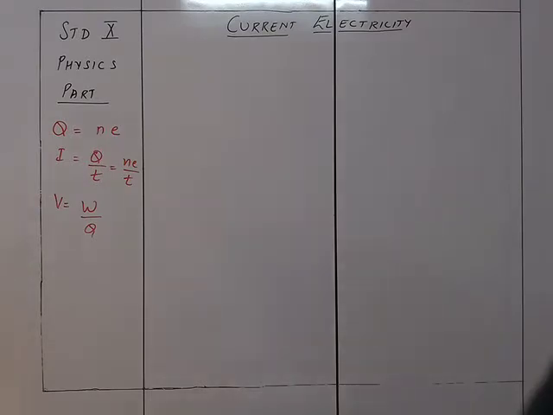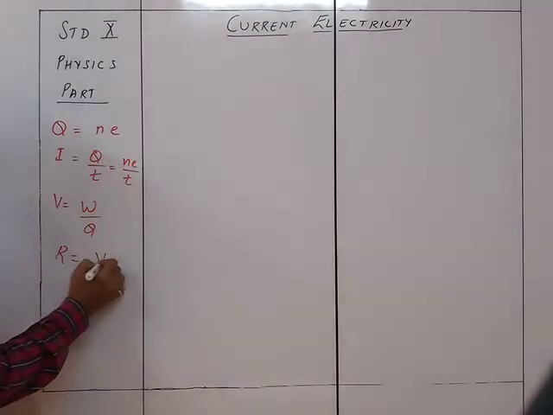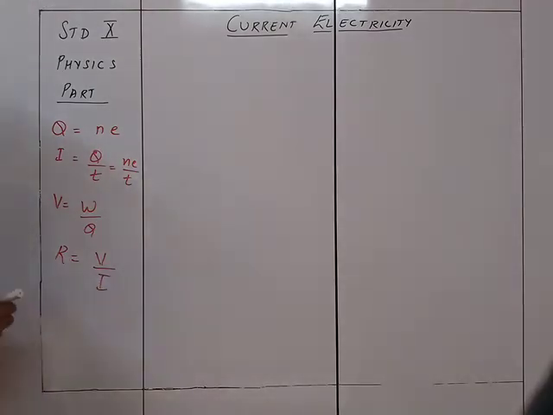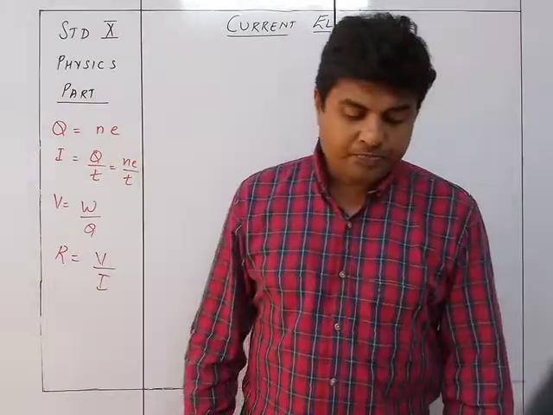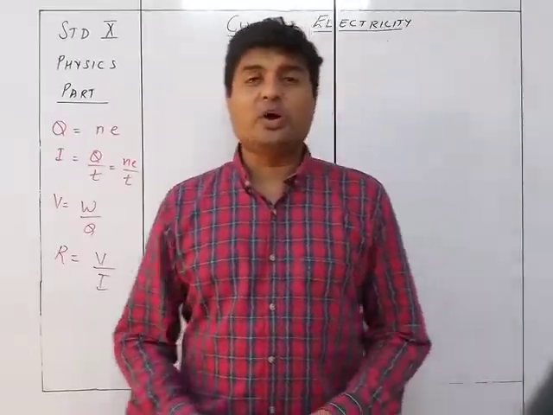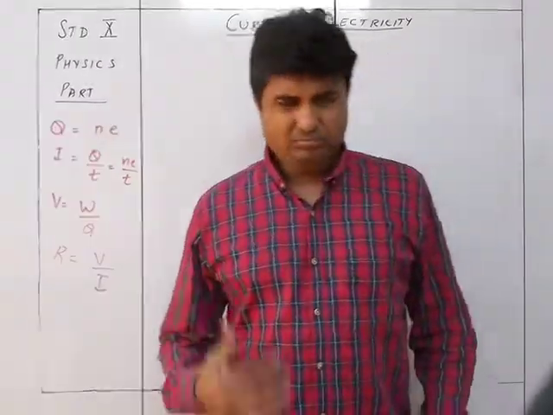Right, so we just saw Ohm's law, and Ohm's law gave me a new formula over here: V upon I. So R is equal to V upon I; resistance is equal to voltage upon current. So we just saw Ohm's law and the experimental verification of Ohm's law. So that was quite simple.